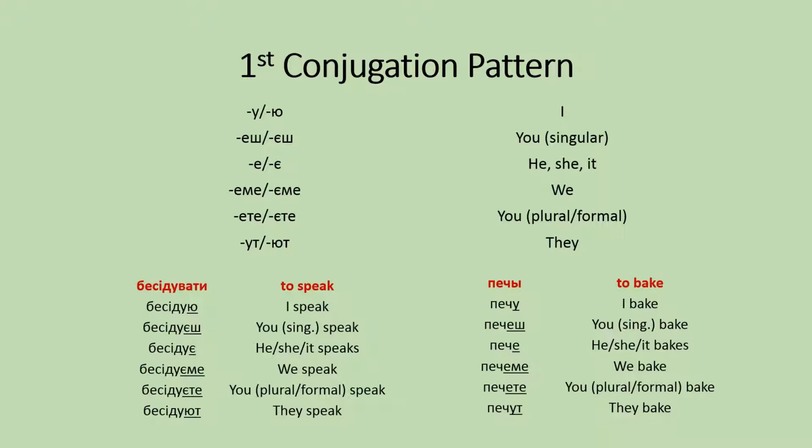Beshiduyeme. Beshiduyeme means we speak. Beshiduyete means you plural or you formal speak. Beshiduyut. Beshiduyut means they speak. Another verb that follows this conjugation pattern is peche, meaning to bake.